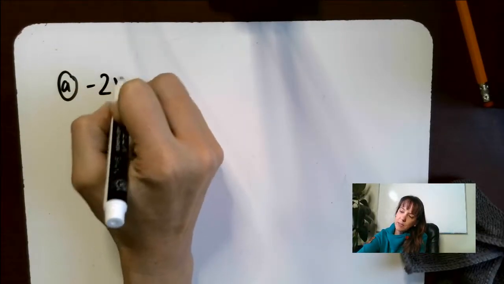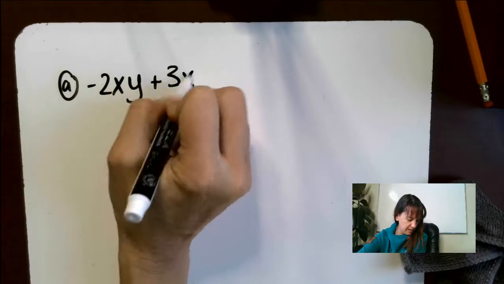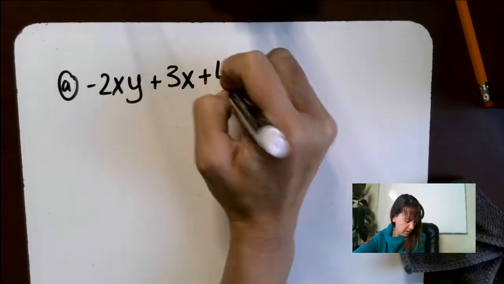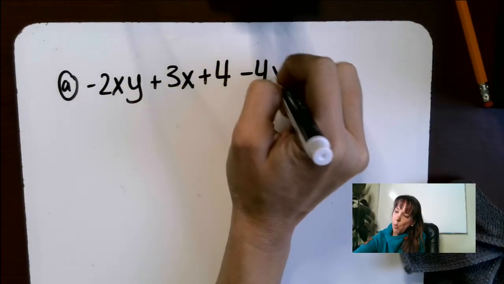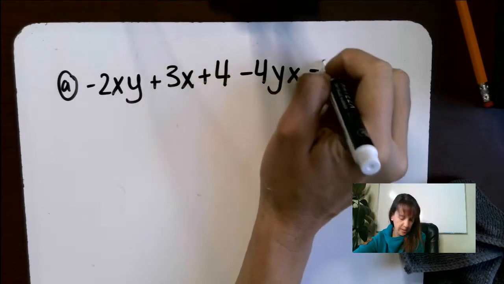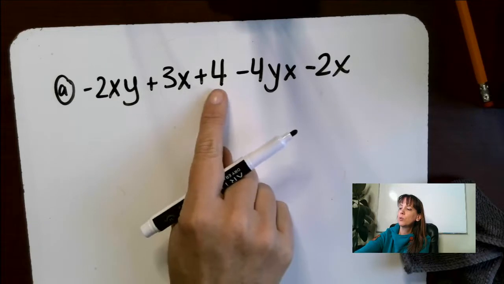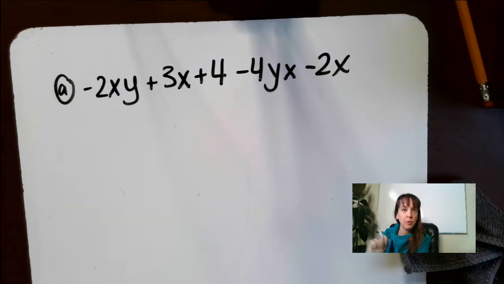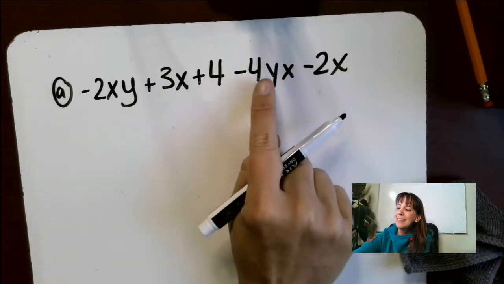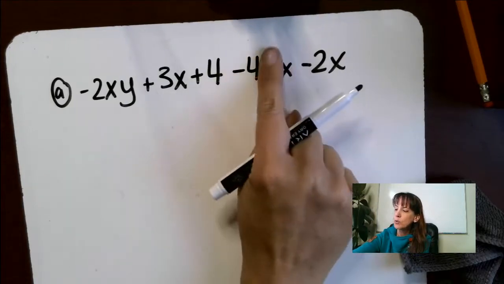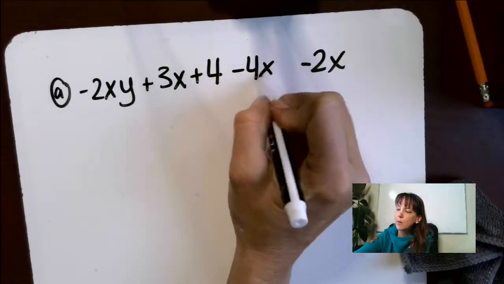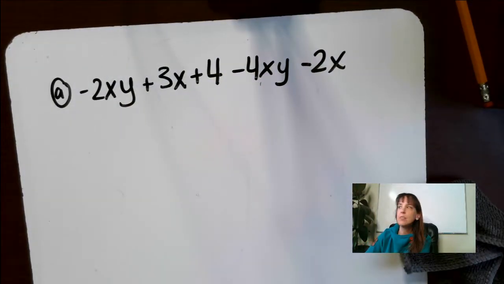Negative 2xy plus 3x plus 4 minus 4yx minus 2x. Straight off the bat, looking at these terms, I have 1, 2, 3, 4, 5 terms, because again, they're broken up by addition, subtraction. This term is not in alphabetical order, so let's fix that. xy, bam. All right, so now we're going to get started.